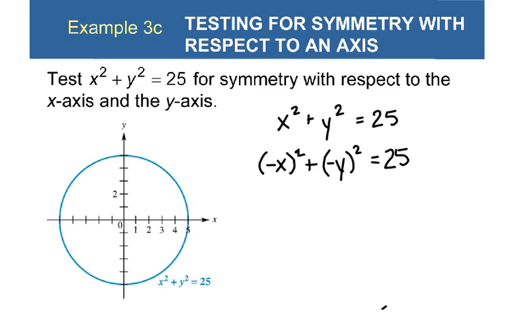And the result of this: whenever you square something negative, it turns out positive. Same goes for y. When you square something negative, it turns out to be positive. So what we have here is an equivalent equation to what we began with. And this means we have a symmetry with respect to both the x and y axis.